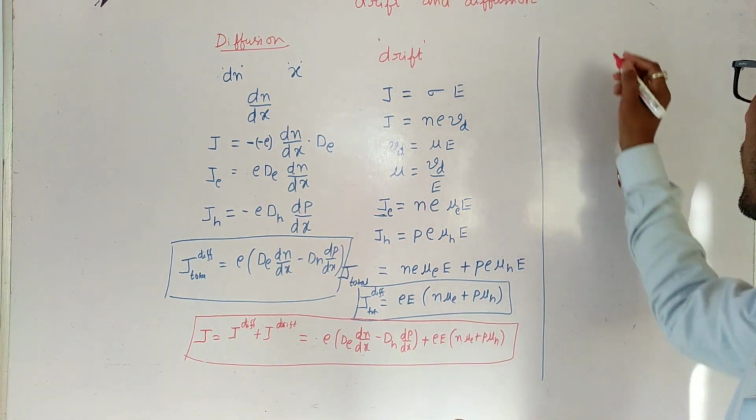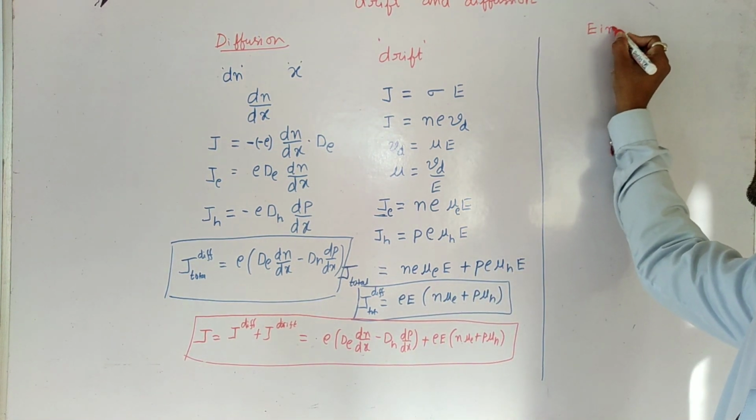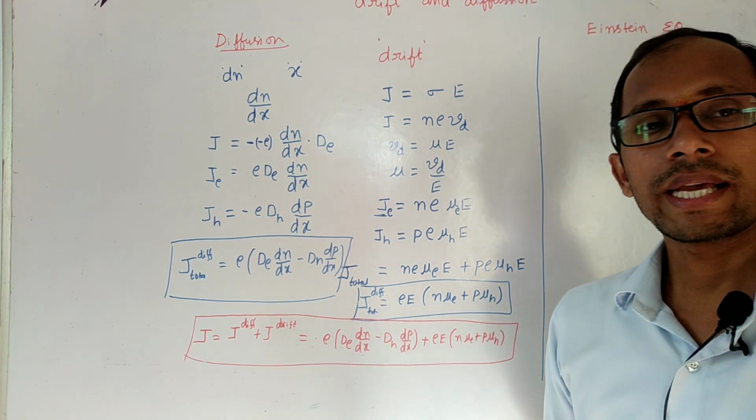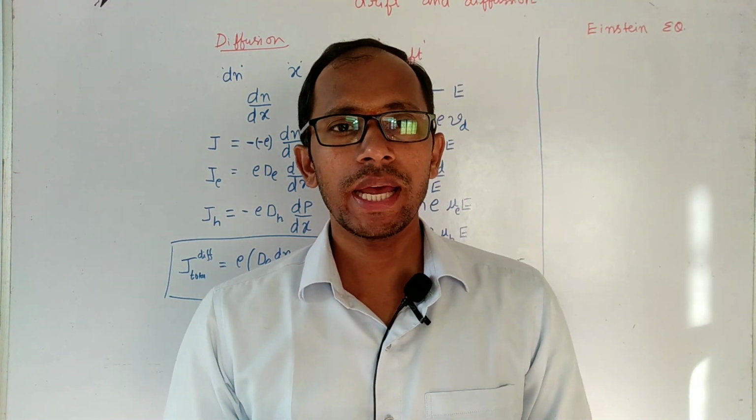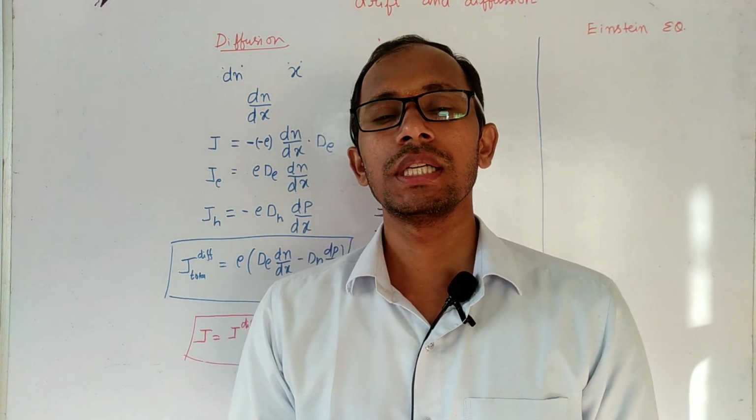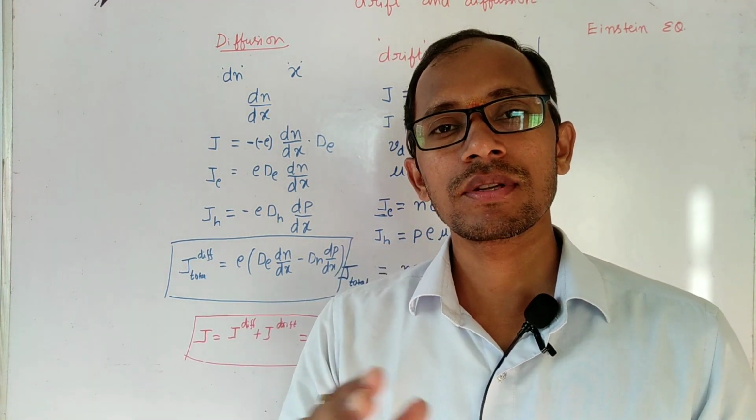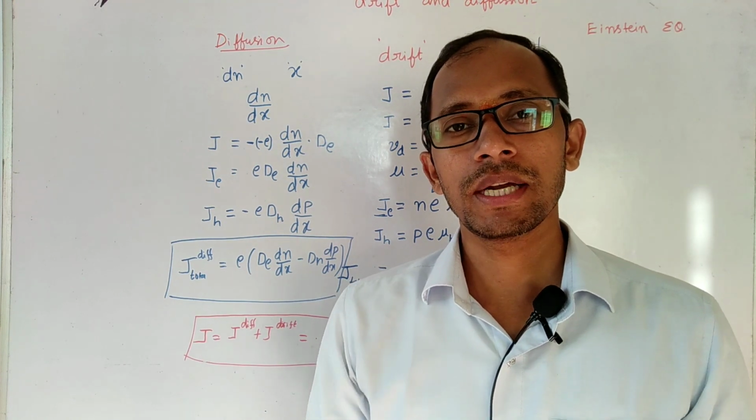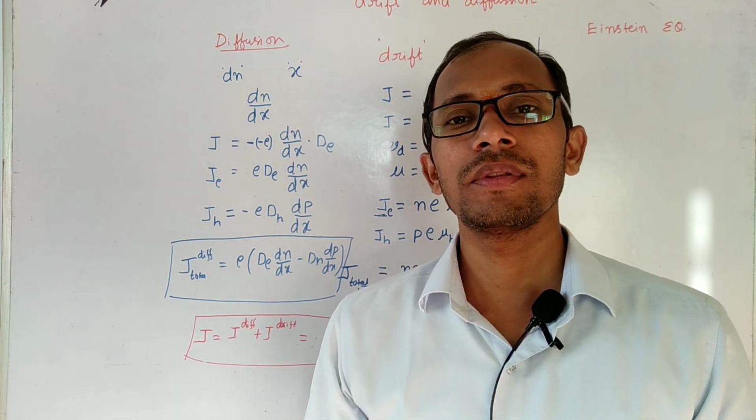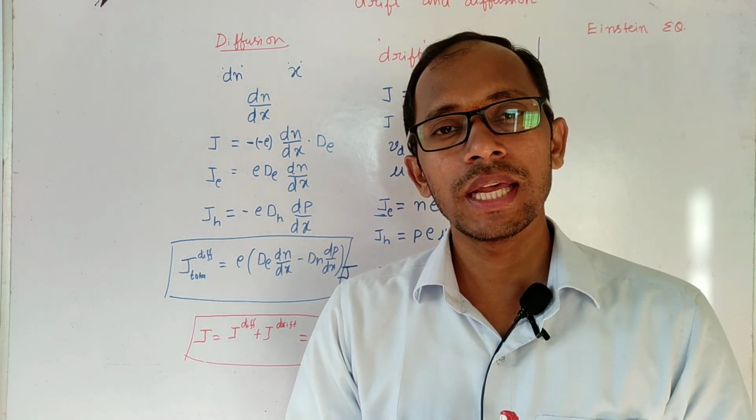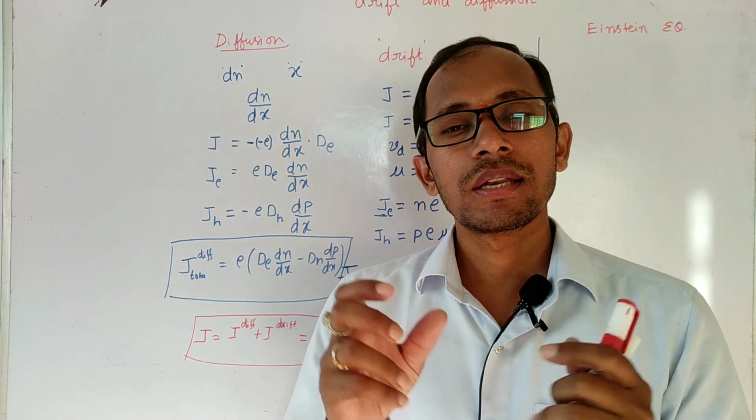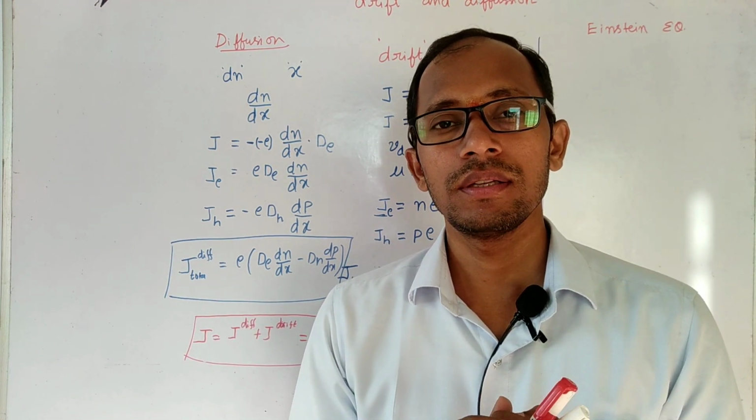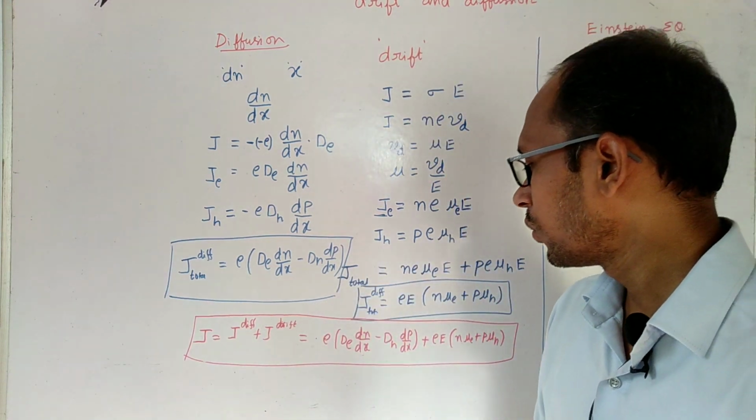So for the case of semiconductors, what are the Einstein equations? According to Einstein, drift and diffusion processes are not independent processes. They have a close relationship with each other. At equilibrium conditions, whenever there is an excess density of charge carriers present in the material, the drift and the diffusion currents are identical. Both are equal.